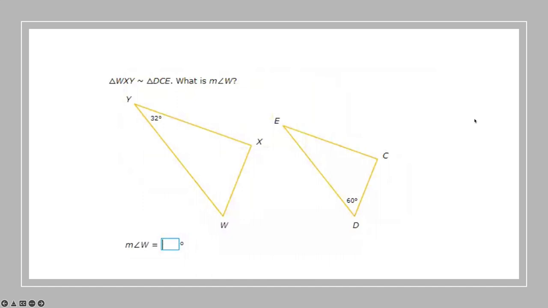Next up, a little similar triangle review from last week's work. So in this particular diagram, angle W corresponds to angle D. You can see that either just by looking at the triangle, but sometimes that's a little tricky. You can see it in the way the triangles are labeled. When it says triangle WXY is similar to triangle DCE, the W and the D pair up, therefore 60 degrees.